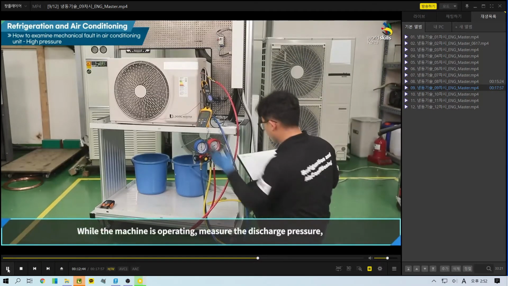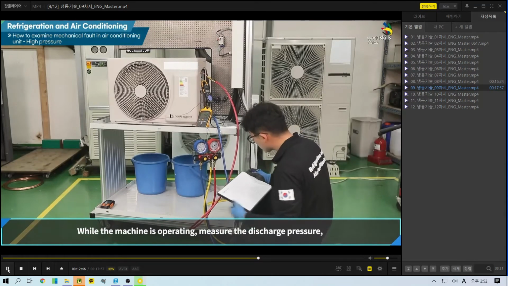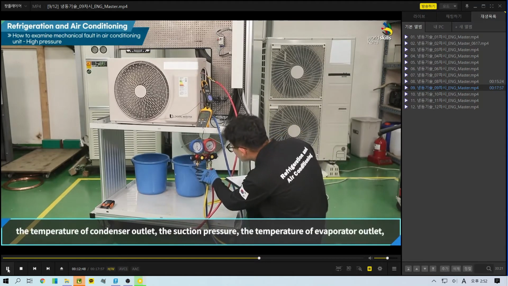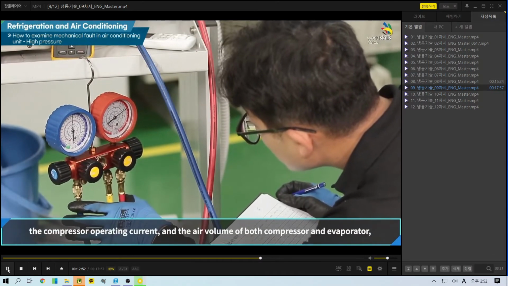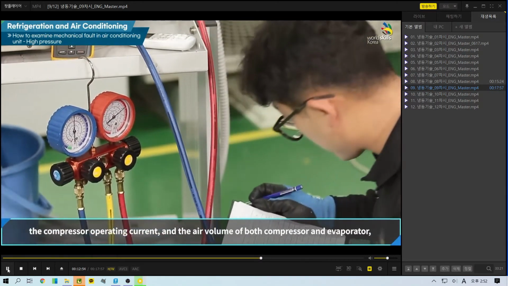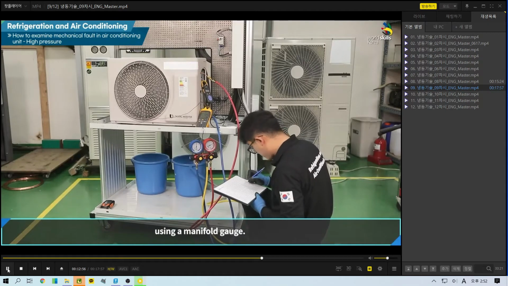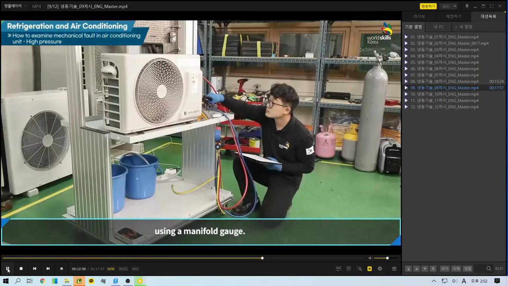While the machine is operating, measure the discharge pressure, the temperature of condenser outlet, the suction pressure, the temperature of evaporator outlet, the compressor operating current, and the air volume of both compressor and evaporator using a manifold gauge.